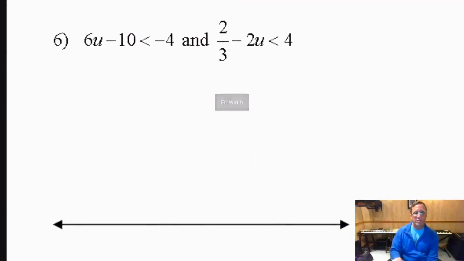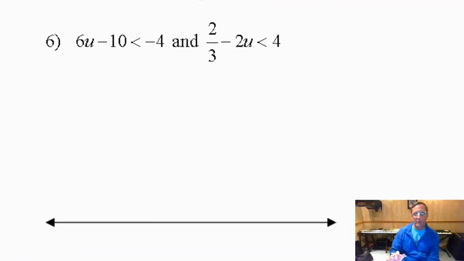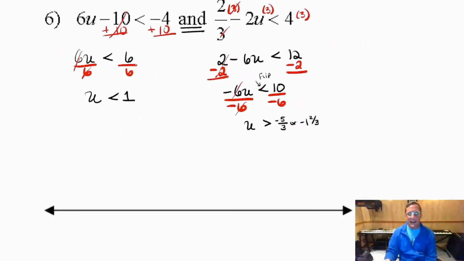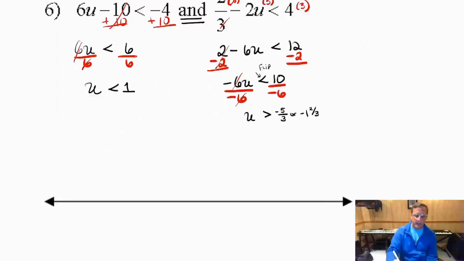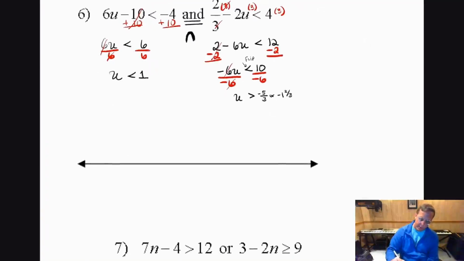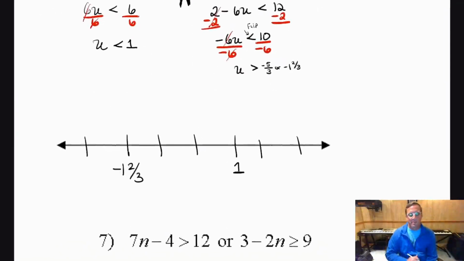All right, number 6. This is the same kind of stuff here. We're just solving it, so I'm going to go ahead and solve both of these. For number 6, this is an "and," so we're looking at this as a conjunction or an intersection. I'm not going to do this to scale, I'm just going to pretend it's to scale. I'm going to put the negative over here, so I've got negative 1 2/3 right here, and I'm going to put positive 1 here. Never mind the scale of it, just the negative is to the left of the positive.